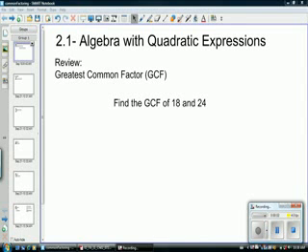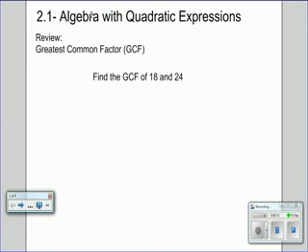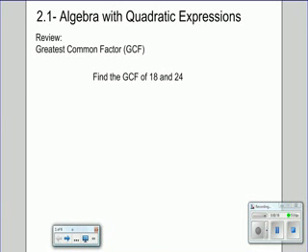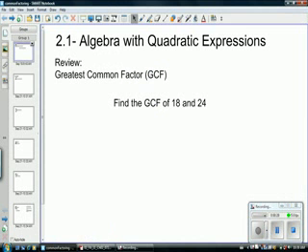Okay, yesterday we looked at expanding expressions so that we could get the expanded version. Today what we're going to do is look at the opposite, and the opposite is called factoring. Before we get started on factoring, we have to review some basic skills from elementary school about greatest common factor. Our example is to find the greatest common factor of 18 and 24.